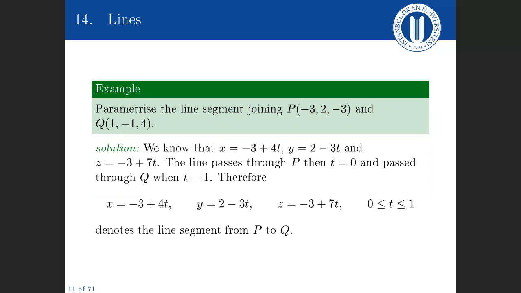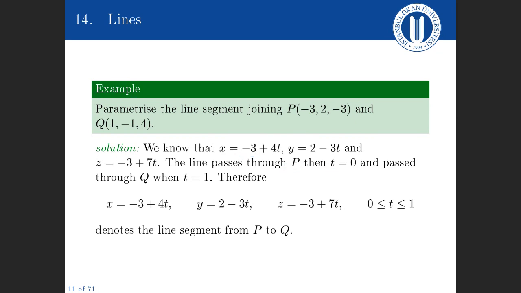Now, this is the same P and Q that we did in the previous example. So we know our x, y, and z equations. We just need to find the a and the b. We need to find where the ends of the line are using these equations. Note that if t is equal to 0, then we get P. We always get P if we do t equal to 0 because it's going to be minus 3 plus 0, 2 plus 0, minus 3 plus 0. And (-3, 2, -3) is the coordinates of P.